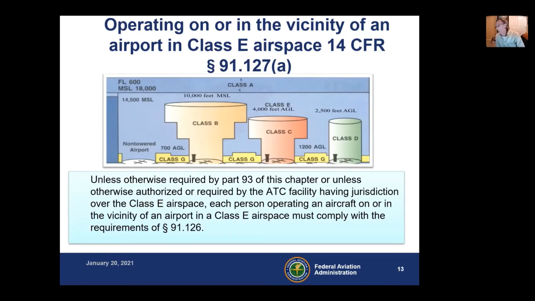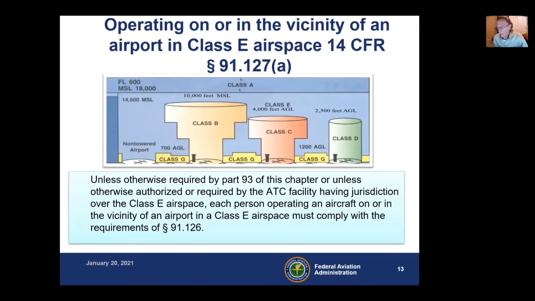Now, pilots flying within Class Echo airspace must also comply with CFR 91.126, the same as the previous slide, unless otherwise required by Part 93 of this chapter. Part 93 is special air traffic rules. That applies to airports like, there's an airport outside Portland, I can't recall the name of it. There's Anchorage and a couple others where you must apply Part 93 rules.